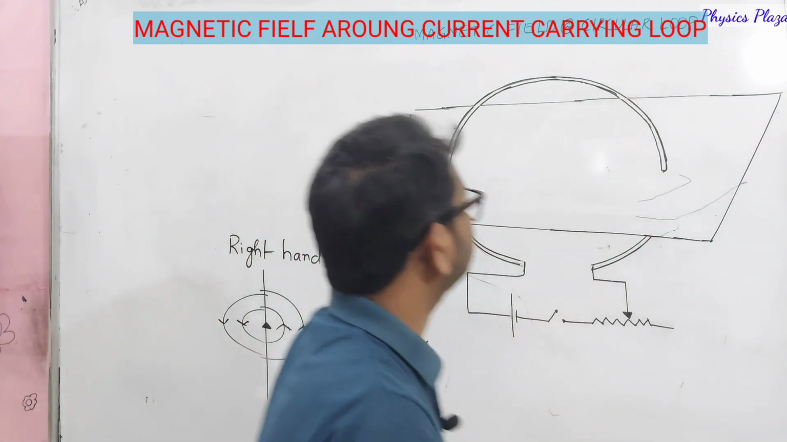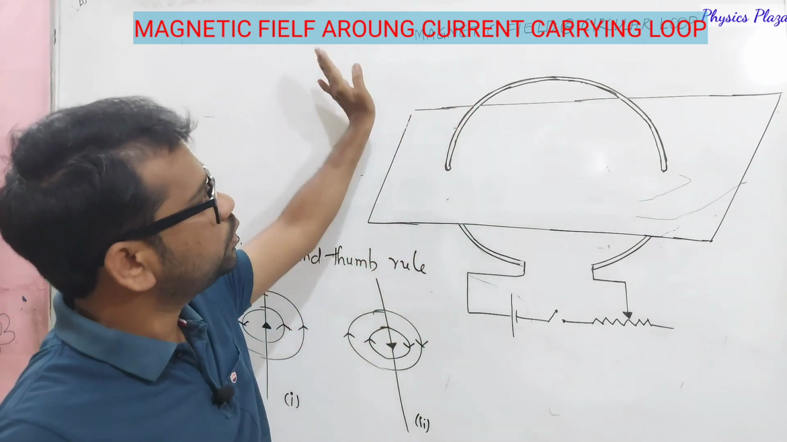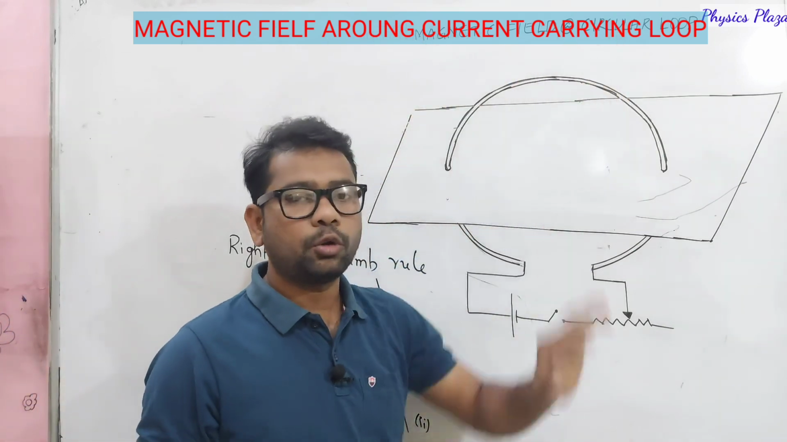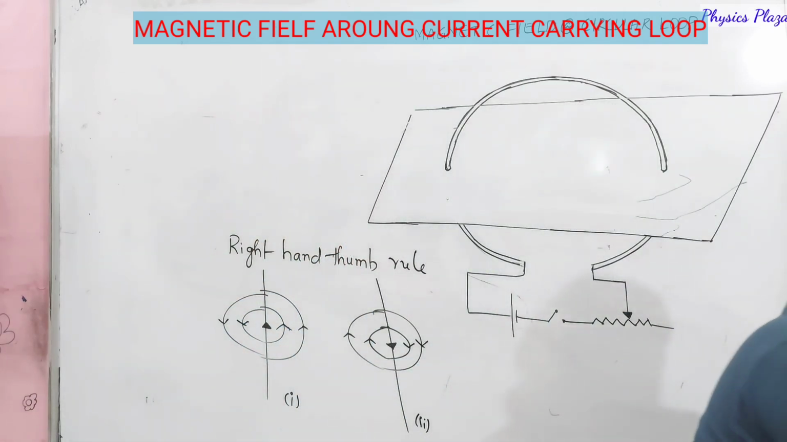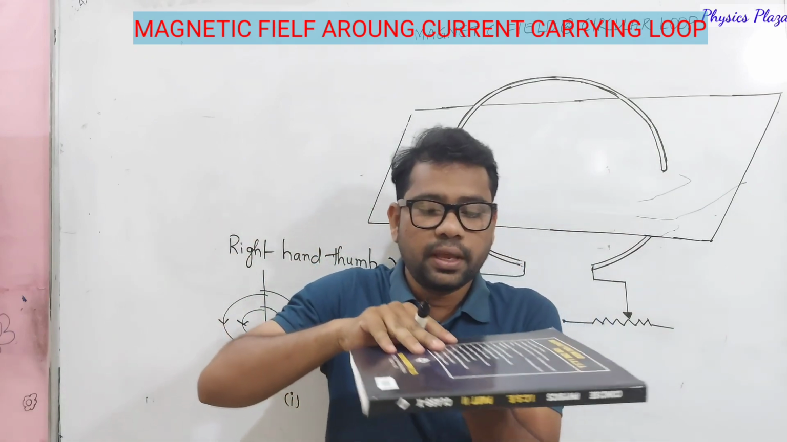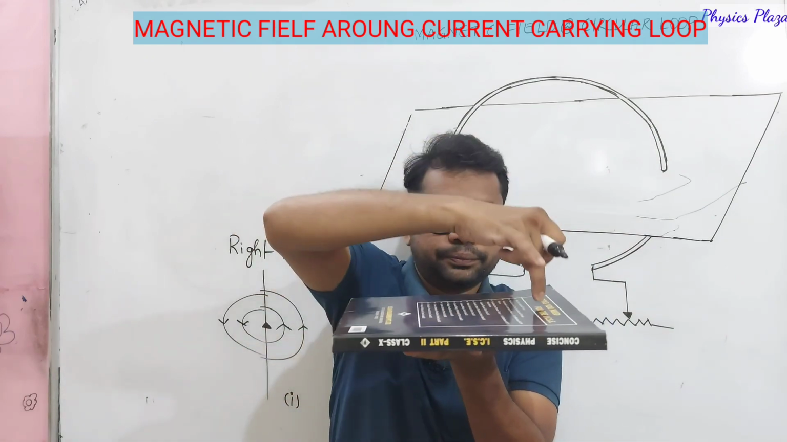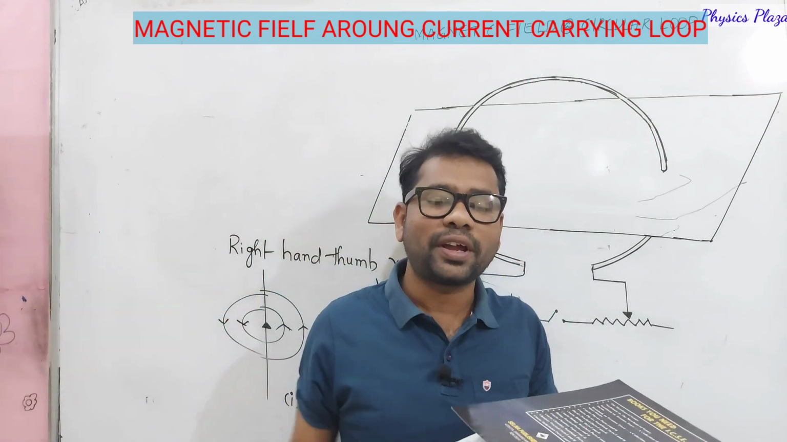Now children, look here. We are going to discuss the magnetic field around the circular loop. So how is this circular loop formed? Children, let us think it is a cardboard. Just think that it is a cardboard. And here two holes are made. Two holes are made. And I have a very long copper wire.